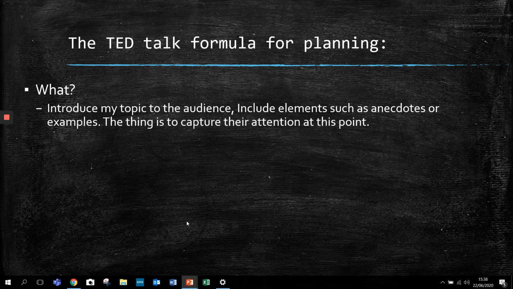You introduce the topic to the audience. You include elements of anecdotes or examples. Okay, you want to capture their attention at this point. This is a good place to put humour or sarcasm in if you are doing something where you want to get serious at another point. This is a great time to set the mood and the tone for your writing. You really want to get them to understand who you are and what you're doing.